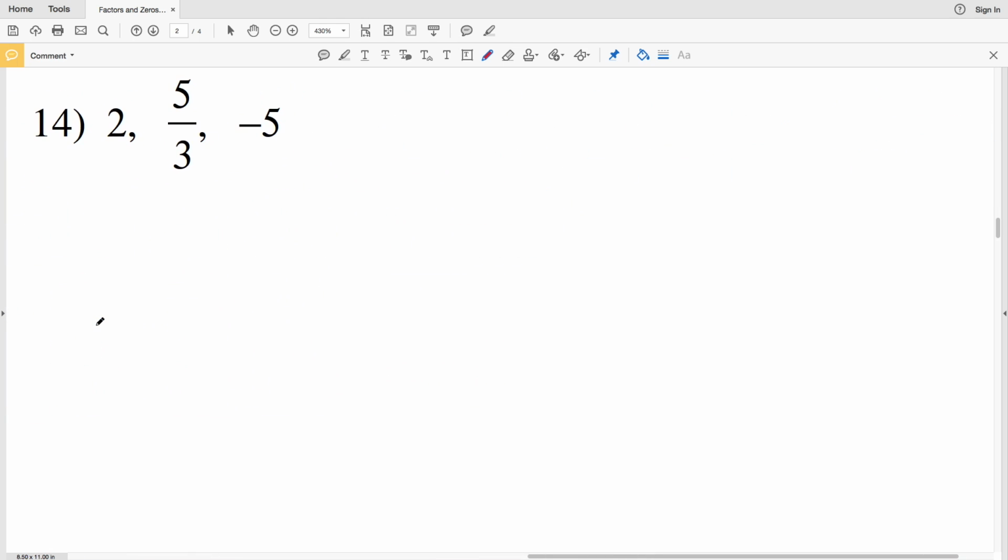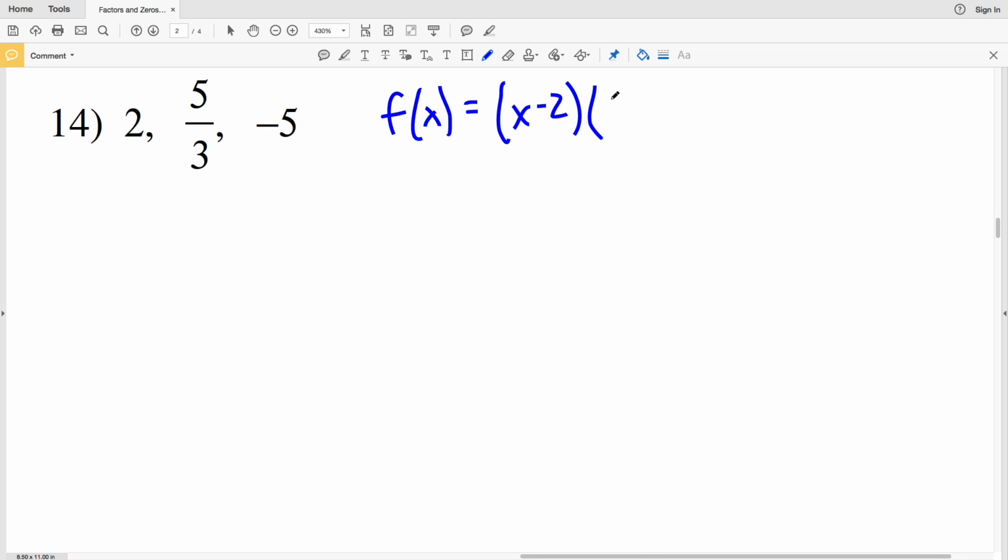Lastly, for this set of directions, number 14. I'll have f of x equal to x minus 2, since when x is equal to 2, the function is equal to 0, and 2 minus 2 equals 0. Then 5/3, but remember we just had this in the previous problem. Remember that was 3x minus 5, because if we were to put in a positive 5/3 for x, 5/3 times 3 is a positive 5, and 5 minus 5 is 0. And then lastly, if x is equal to negative 5, x plus 5 will equal 0.